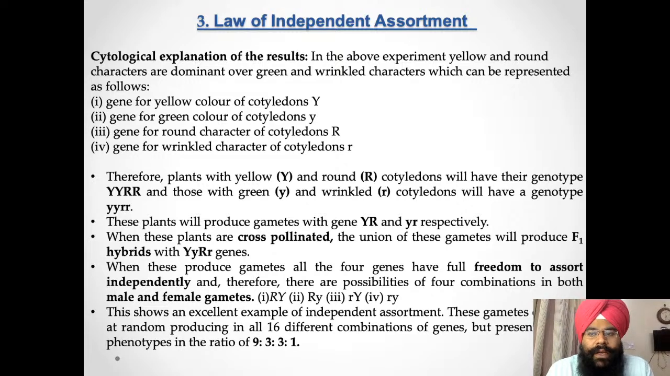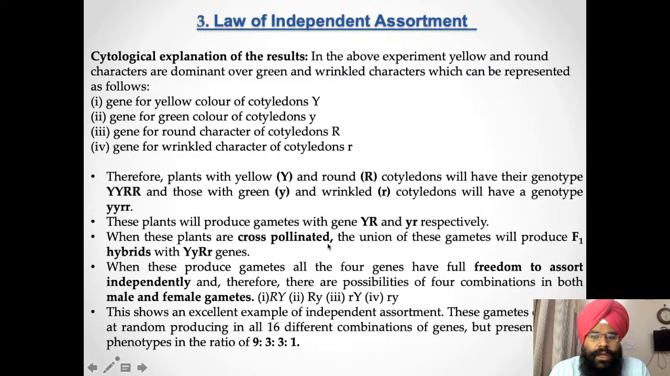In the above experiment, yellow and round characters are dominant over green and wrinkled characters, which can be represented as follows. You can see that yellow color is capital Y, green color is small y, round character is capital R, wrinkled character is small r. Therefore the plants with yellow and round cotyledons will have the genotype capital Y capital R, and those with green and wrinkled cotyledons will have genotype small y small r. And these plants will produce gametes with genes capital Y capital R and small y small r respectively. So these are the gametes that you will get.